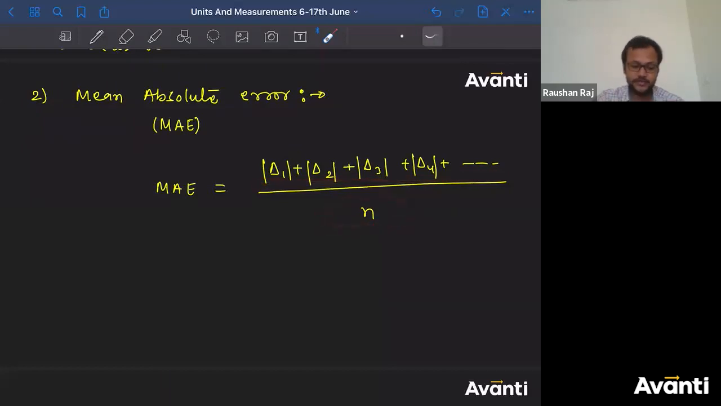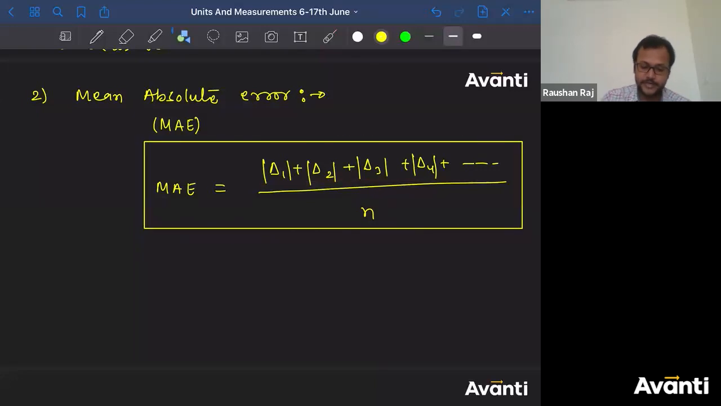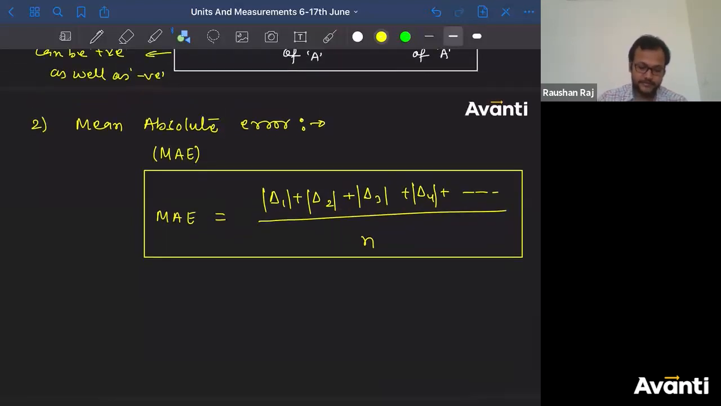तो इस चीज का थोड़ा ध्यान देना. Just don't add them blindly. Take the positive value only. Alright guys, समझ में आया क्या? Very good. Okay, तो ये हुआ mean absolute error.